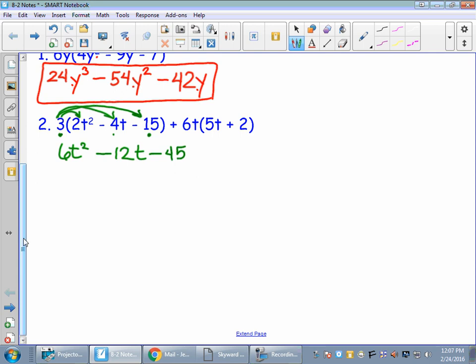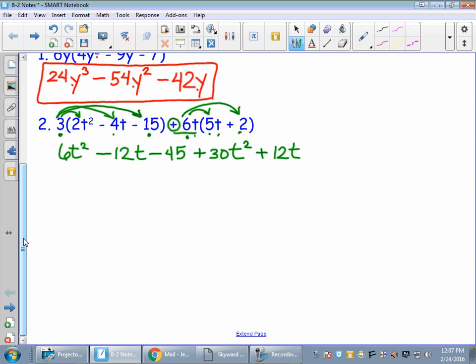Continuing on to the next monomial and polynomial, positive, because of this plus sign, that's a positive 6t. So if it was a negative, I would distribute the negative through. It's a positive times a positive makes a positive. 6 times 5 makes 30. T times t makes t squared. And then a positive times a positive makes a positive. A 6 times a 2 makes 12. And there's still the t from the 6t.